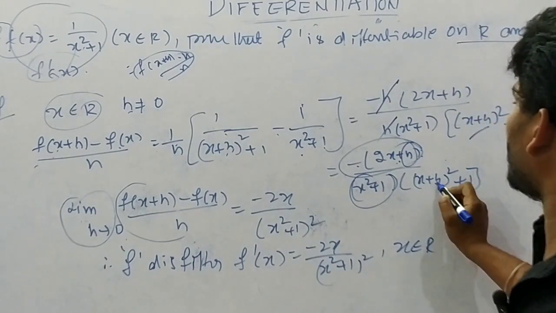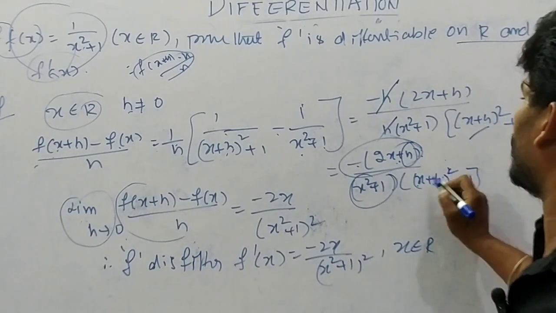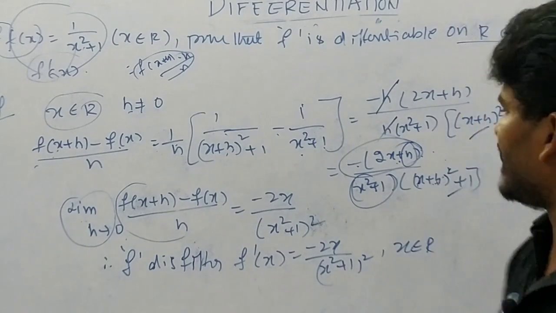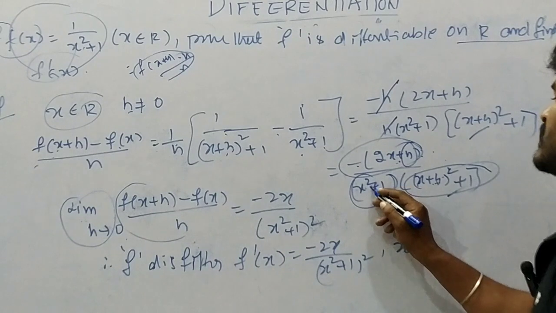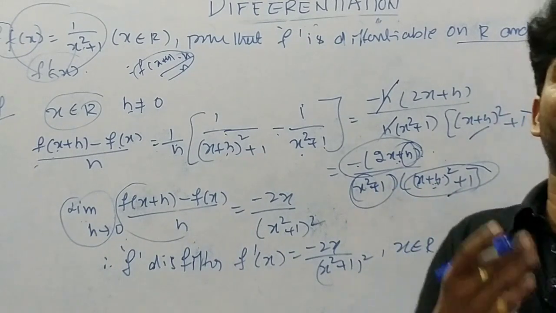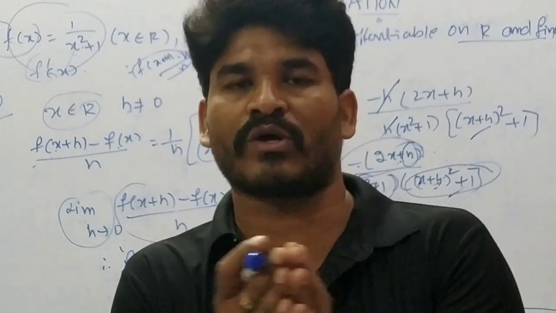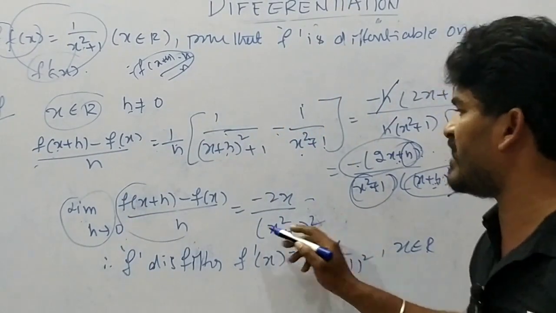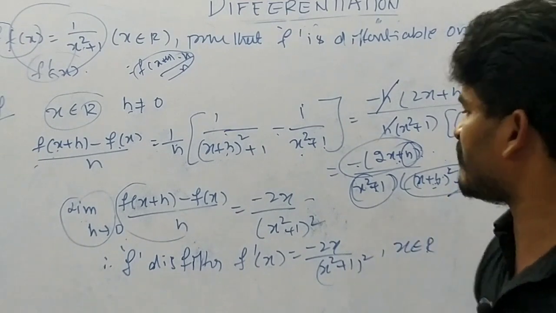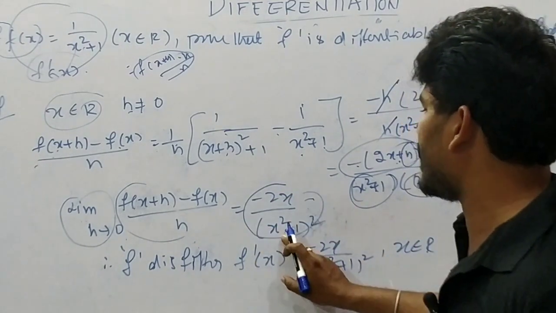Next, this value is (x plus 0) whole squared, where x squared plus 1. So we multiply x squared plus 1 by x squared plus 1, which gives (x squared plus 1) whole squared. Whenever we apply the limit h tends to 0, we get the value minus 2x divided by (x squared plus 1) whole squared.